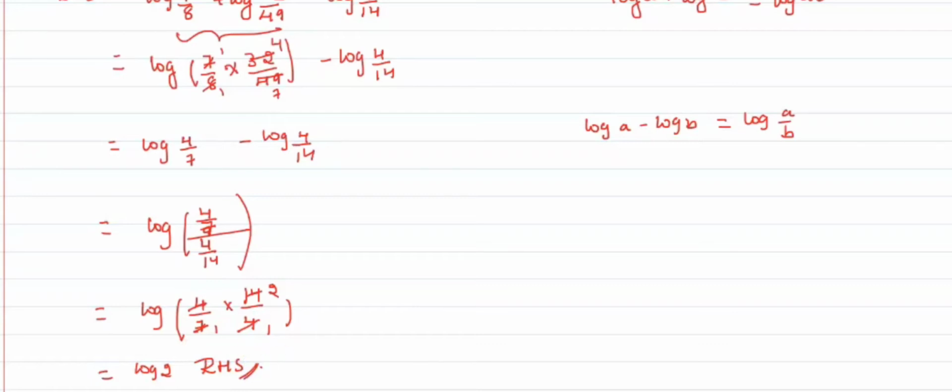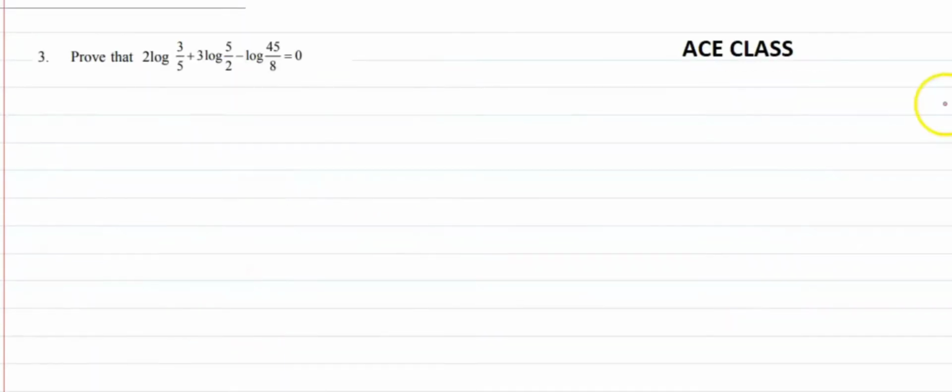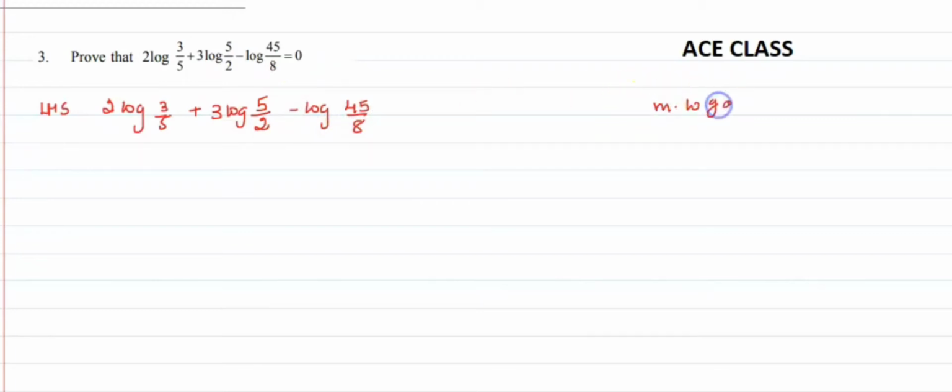Hope you understood. Next question. Prove that 2 times log of 3 by 5 plus 3 times log of 5 by 2 minus log of 45 by 8 will be equal to 0. In order to prove that, I'll consider my LHS, that is 2 times log of 3 by 5 plus 3 times log of 5 by 2 minus log of 45 by 8. Okay, you have learned this formula, right? m log A can be written as log of A to the power of m.